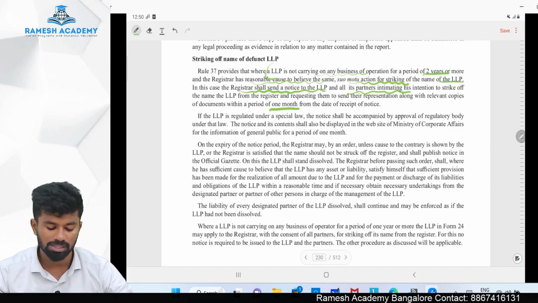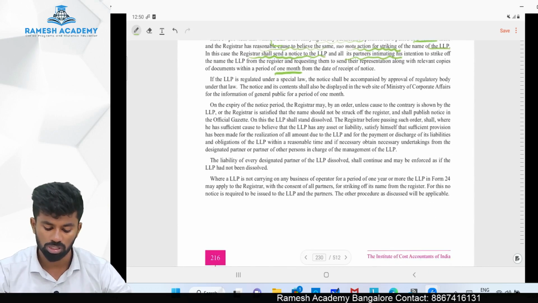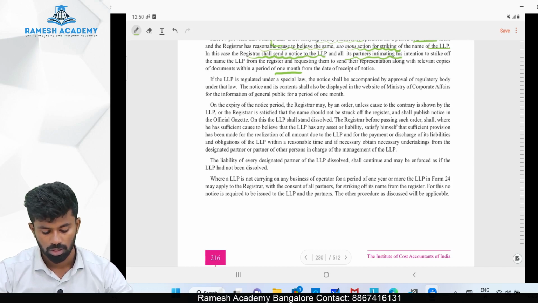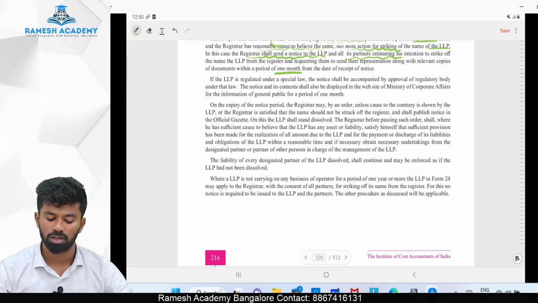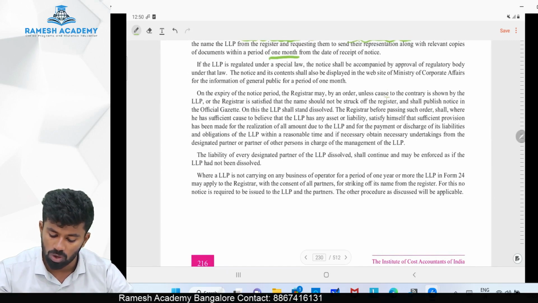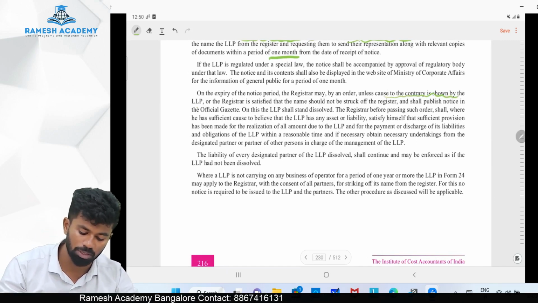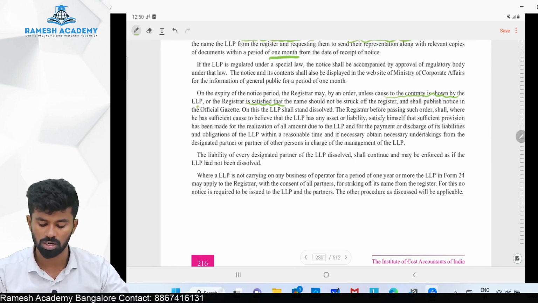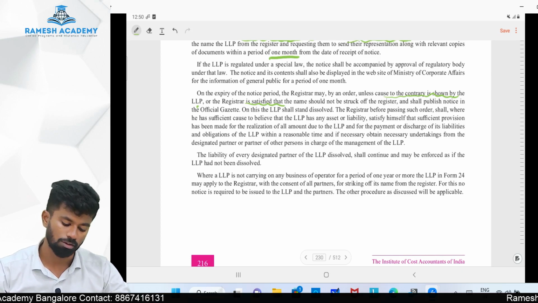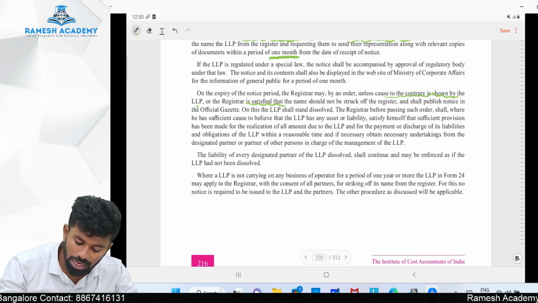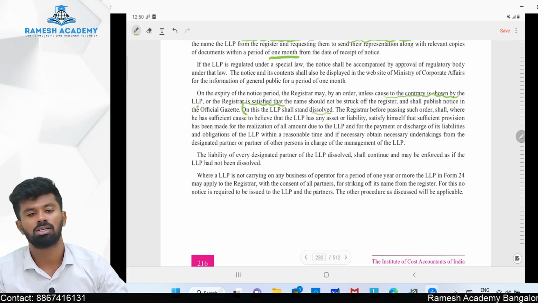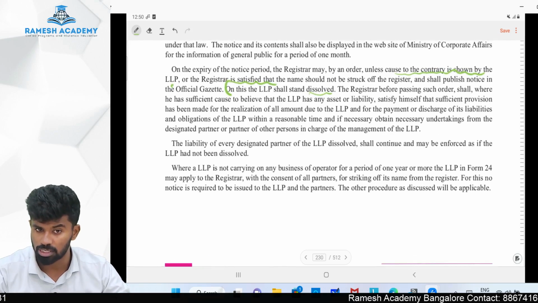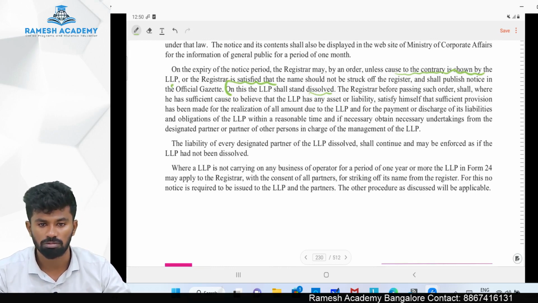If the LLP is regulated under a special law, the notice shall also be accompanied by the approval of the regulatory body under the law. On the expiry of the notice period, the registrar may by an order, unless cause to the contrary is shown by the LLP, if the registrar is satisfied that the name should be struck off the register, publish notice in the official gazette. On this, the LLP shall stand dissolved. So once the notice is published in the official gazette, the LLP is deemed to have been struck off, removed.